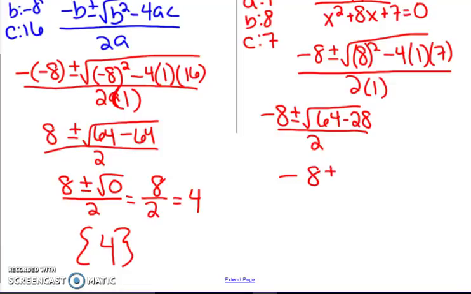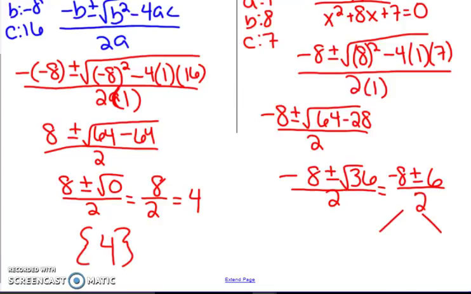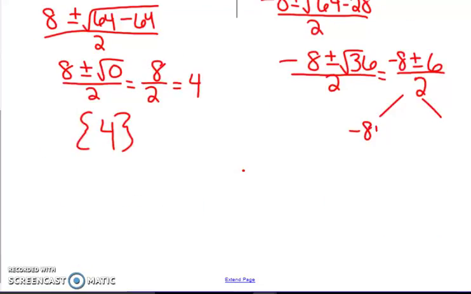I'm left with negative 8 plus or minus the square root of 36 all over 2, which gives me negative 8 plus or minus 6 over, and not over 6, over 2. From here, we're going to break it into 2 separate problems. I'm going to make it negative 8 plus 6 over 2 and negative 8 minus 6 over 2. Well, negative 8 plus 6 is negative 2 over 2 gives me negative 1. On this side, negative 8 minus 6 is negative 14 over 2 gives me a negative 7.